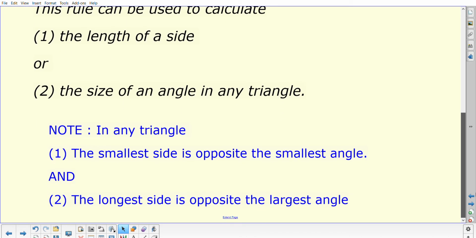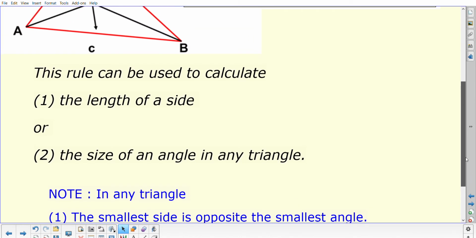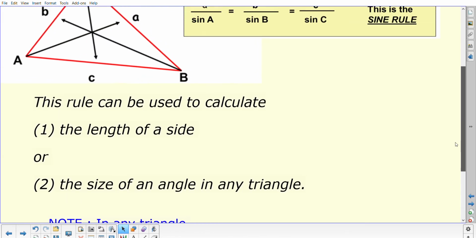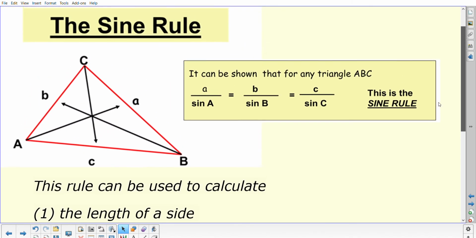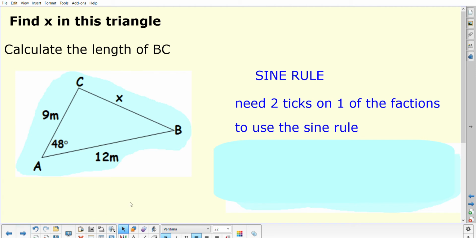the size of an angle. Just a small note, in case you're not aware of this: the smallest side is always opposite the smallest angle, and your longest side is opposite the largest angle. You're aware of that in a right angled triangle where we talk about the hypotenuse, because the largest angle in the right angled triangle is the 90-degree angle. The side across from that is the hypotenuse, which is the longest side.